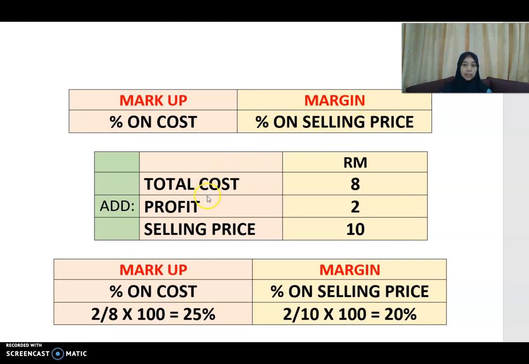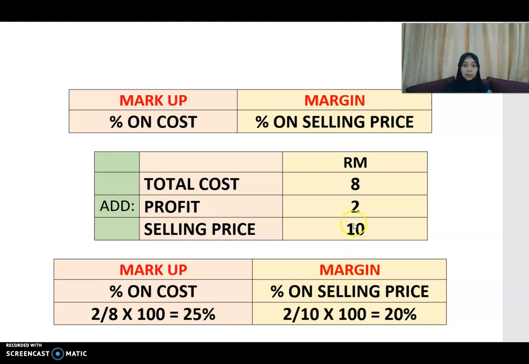Let's take small figures. For example, your total cost is 8 and your profit is 2, so you've got your selling price of 10. If the question says markup, that means the profit percentage on cost. So that will be profit, 2, divided by your cost, 8. 2 divided by 8 times 100 gives you 25%. So the markup is 25%.